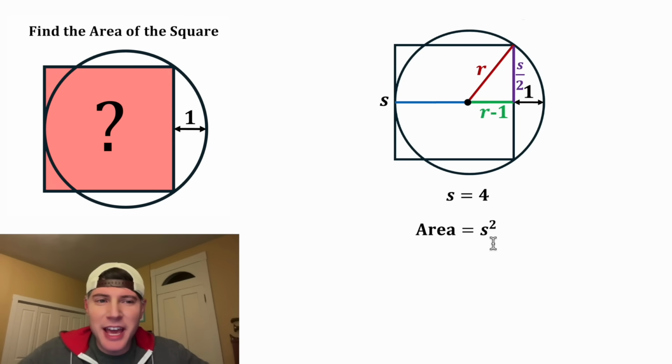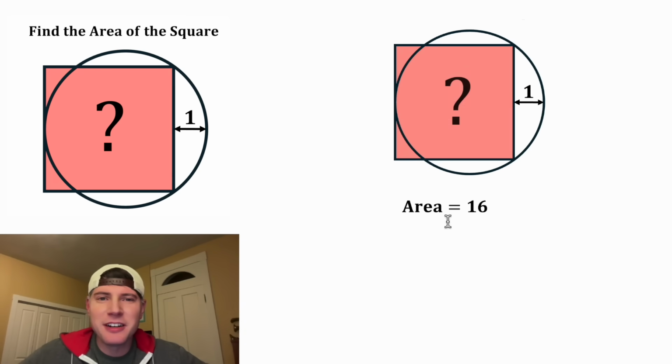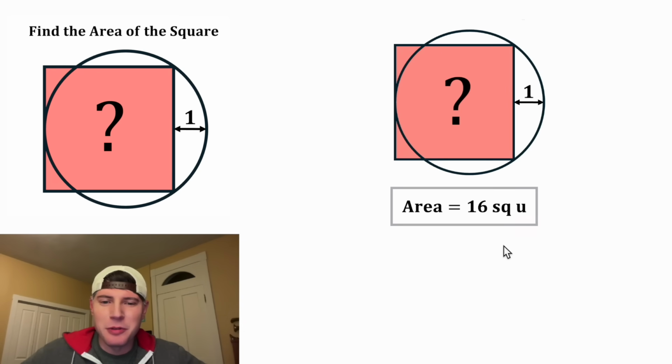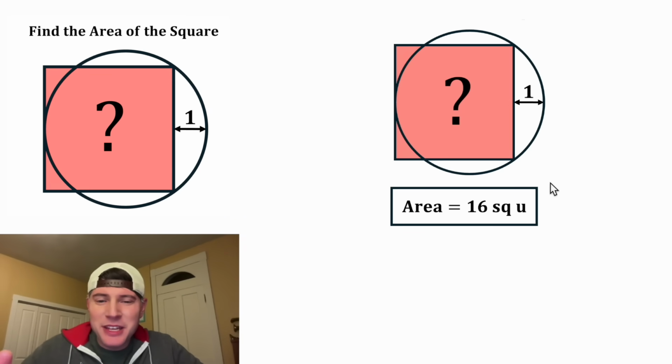In the place of the S of the area formula, let's plug in 4. And 4 squared is equal to 16. Let's move it up here, give it a label of square units, and put a box around it. In the given diagram, the area of the square is equal to 16 square units. How exciting.